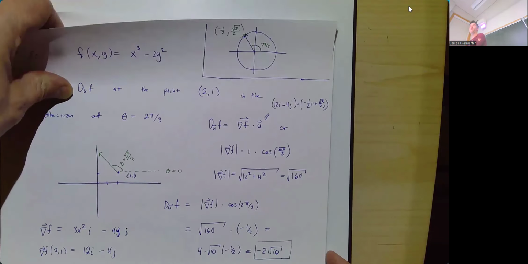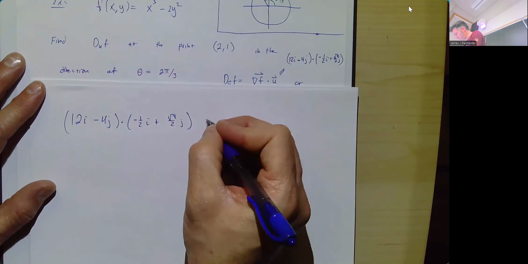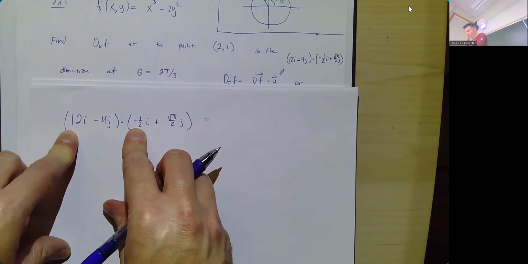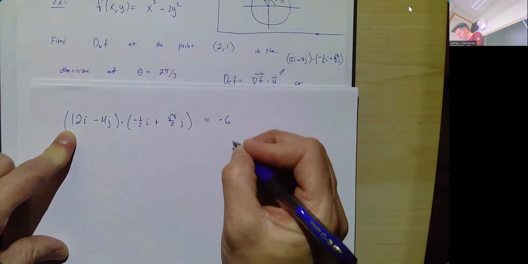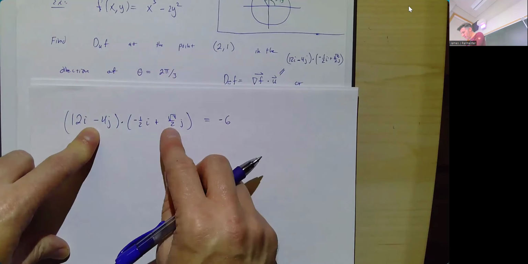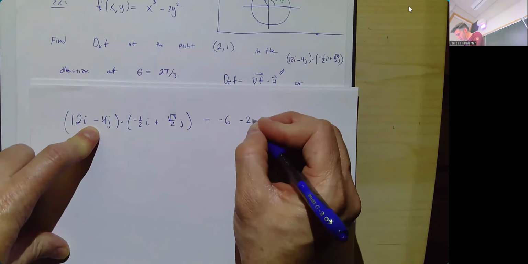That square root of 3 is really worrying me. So 12i minus 4j dotted with negative 1/2 i plus root 3 over 2 j. Just multiply that part together, so you get 12 times negative 1/2, which is negative 6. And minus 4 times root 3 over 2 is going to be negative 2 root 3.